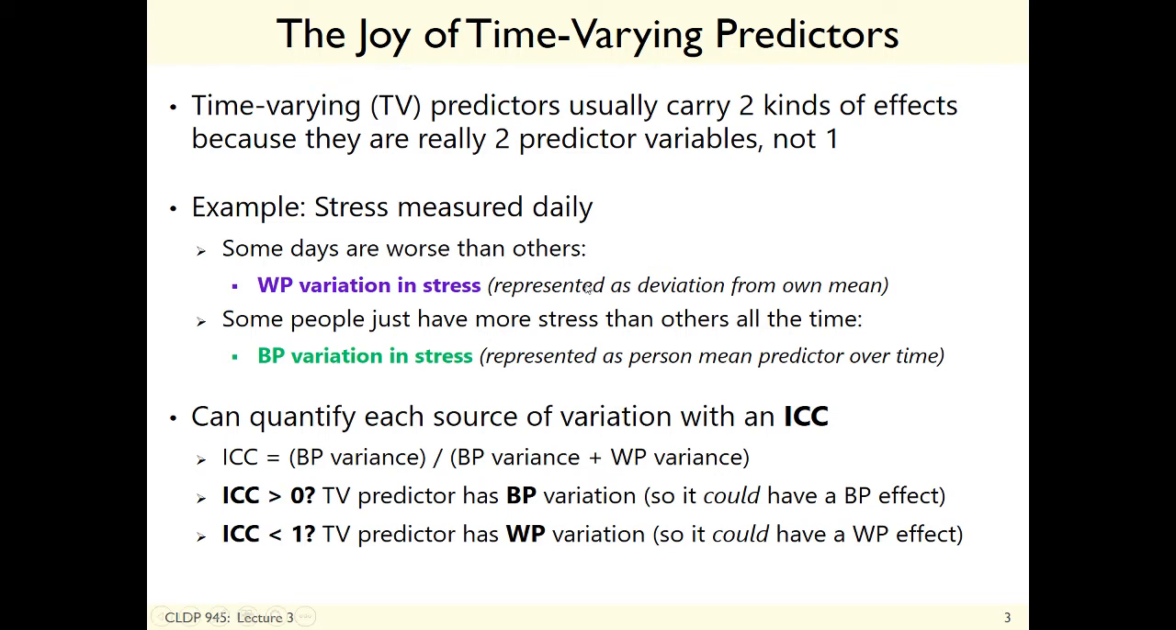So just to review, you can always run an empty model to get an intraclass correlation for your level 1 predictor to find out how much of its variation is at each level. To the extent that the intraclass correlation is greater than 0, you have to worry about a level 2 between effect. To the extent that the intraclass correlation is less than 1, you have to worry about a level 1 within effect.